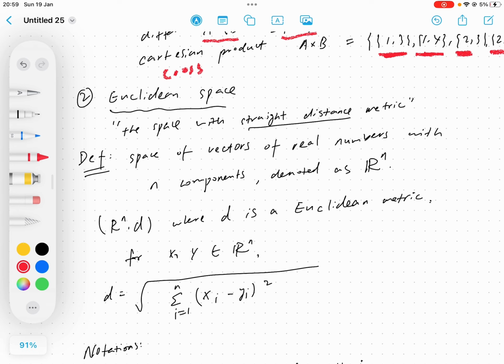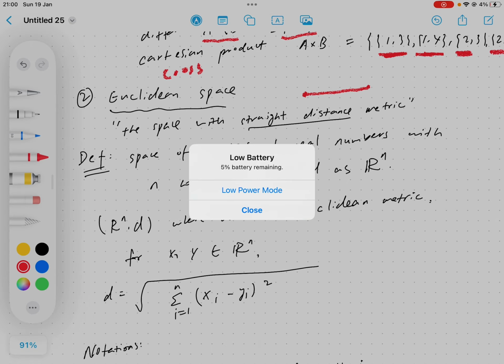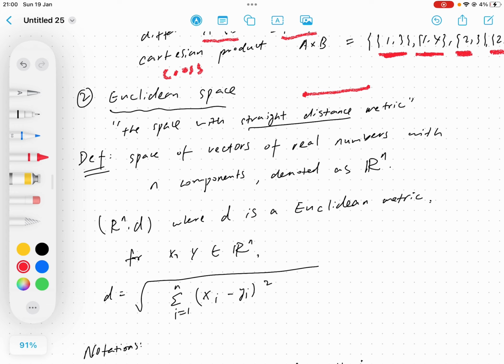Okay, so in the Euclidean space, intuitively that would be the space with the metrics that are using the straight distance. Okay, so whenever we have 2 points and we want to measure the distance between the 2 points, we simply connect a straight line, no matter if it's 1D, 2D, or 3D. Okay, or even in higher dimensions, we just use the straight lines to measure the distance. So that would be the Euclidean space.